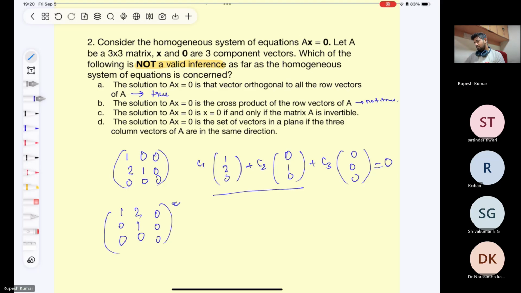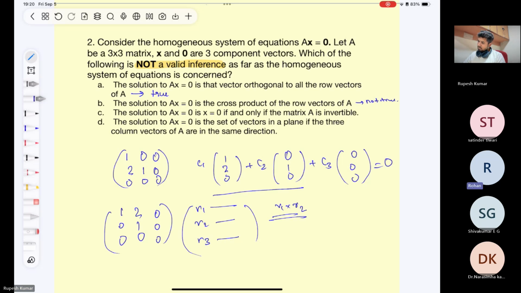Sir, may I add one point? Yeah. So I'm thinking not in terms of particular values. Cross product is basically orthogonal, right? A cross B is orthogonal to A and B. So what they're saying is AX equals 0. Let's consider that A has rows R1, R2, and R3. Suppose you take the cross product of any two rows, R1 and R2. It will be orthogonal to R1 and R2.